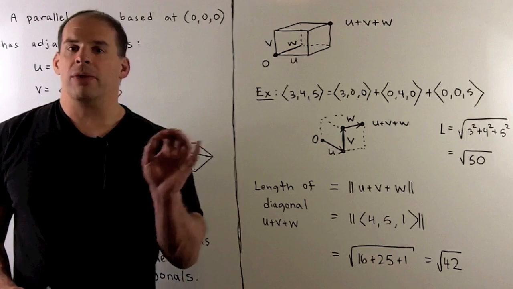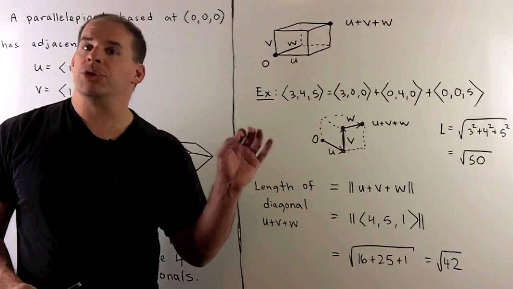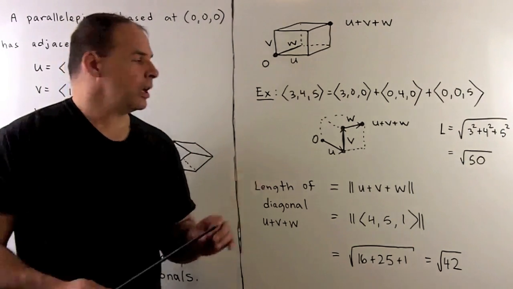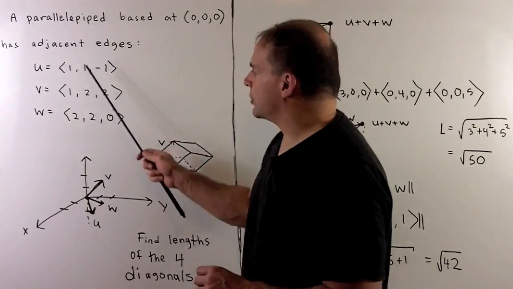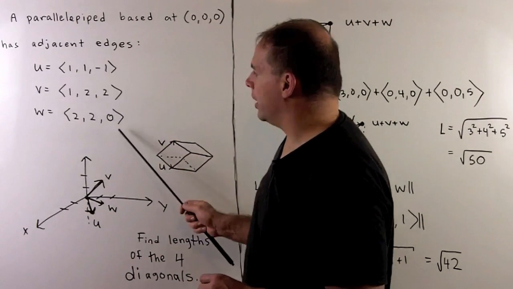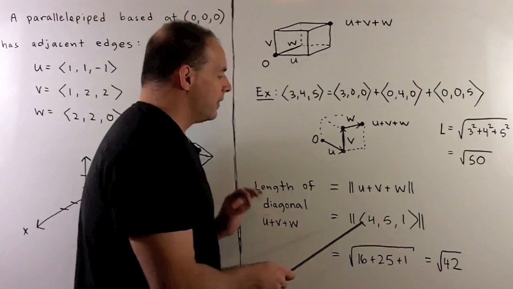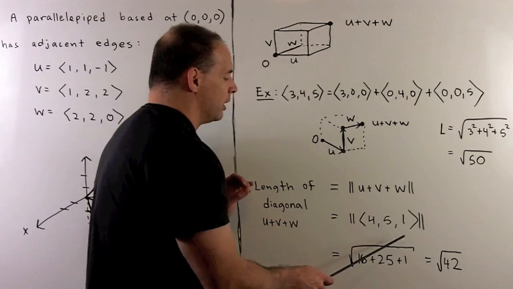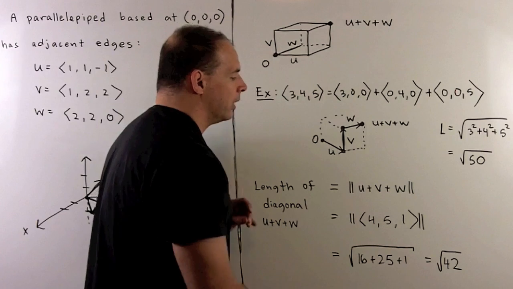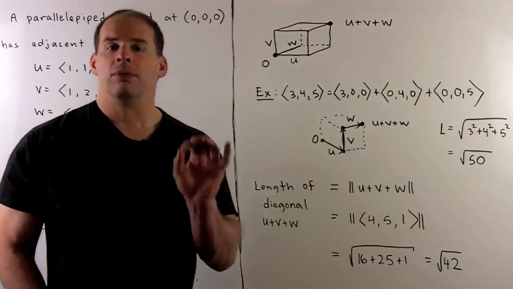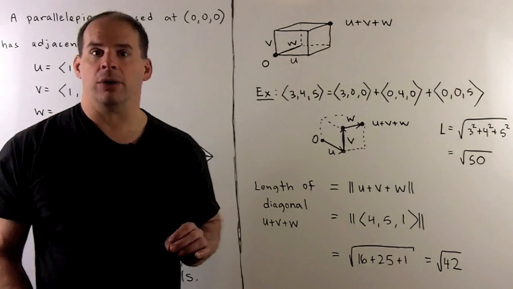Now, we don't have the right angle, not a problem, we just use the same formula. So I take the sum of u, v, and w. That's going to give me 4, 5, 1. Then we just take the length. So it's going to give me 16 plus 25 plus 1. We take the square root. We get a square root of 42 for the length of our first diagonal.